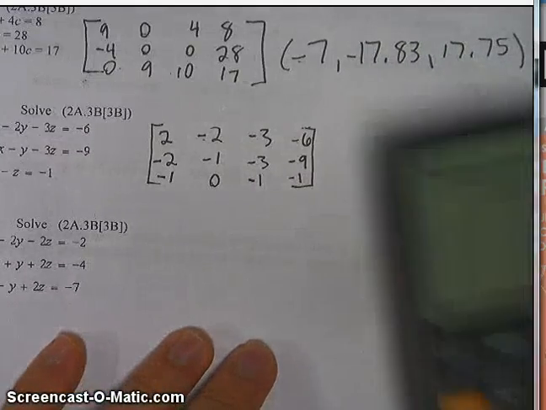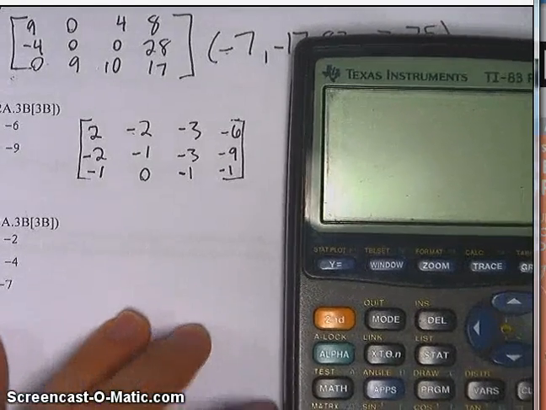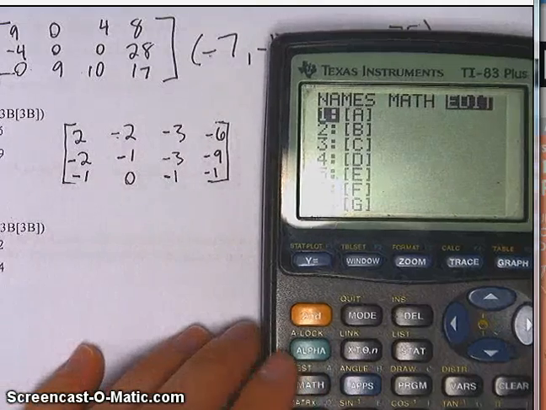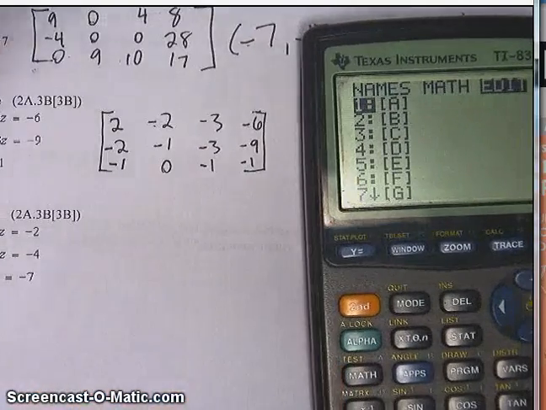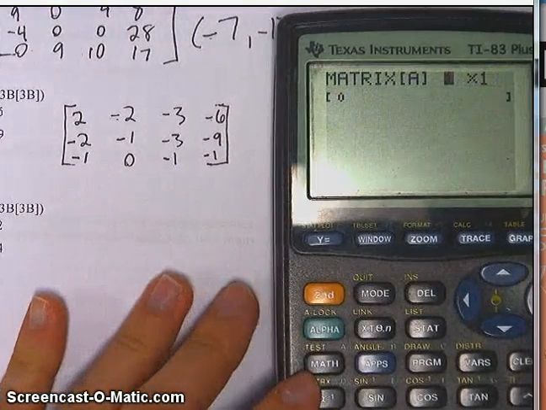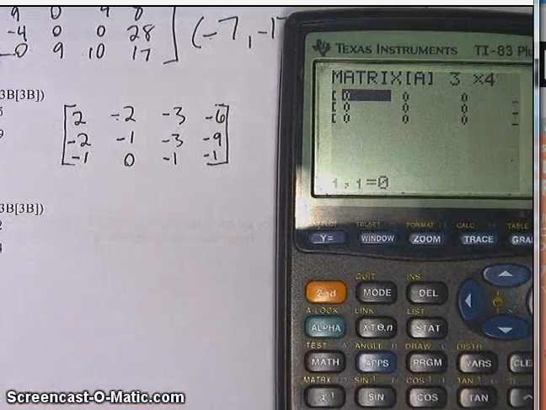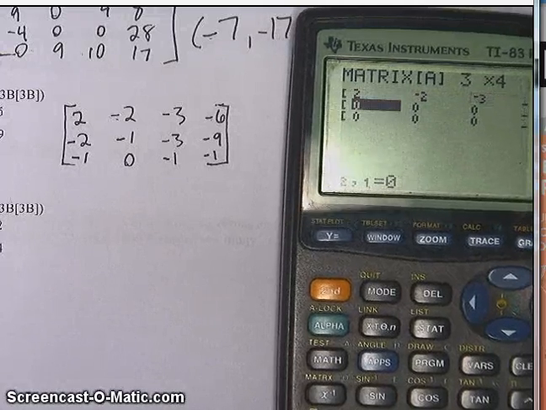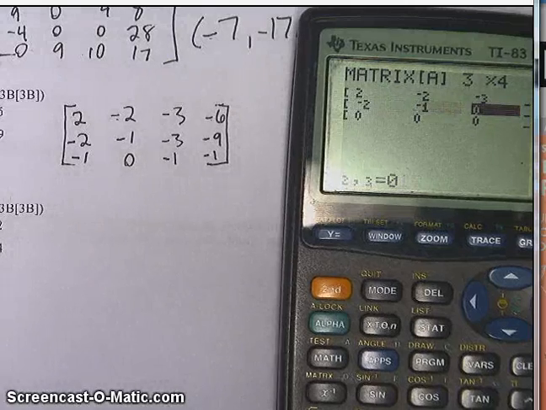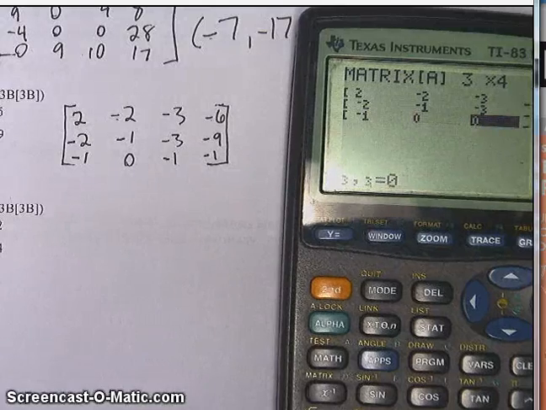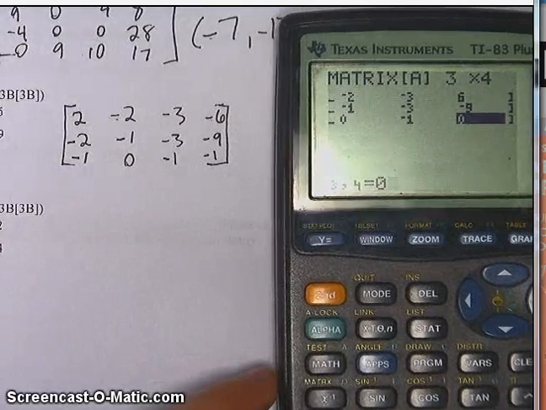So after I've written my augmented matrix, I'm going to go to my calculator, second matrix, over to edit, and I'm going to type into matrix A. It's a 3 by 4 matrix, 3 rows and 4 columns, and I'm just going to type in exactly what I wrote down on the paper. Negative 2, negative 1, negative 3, negative 9, negative 1, 0, negative 1, and finally negative 1.